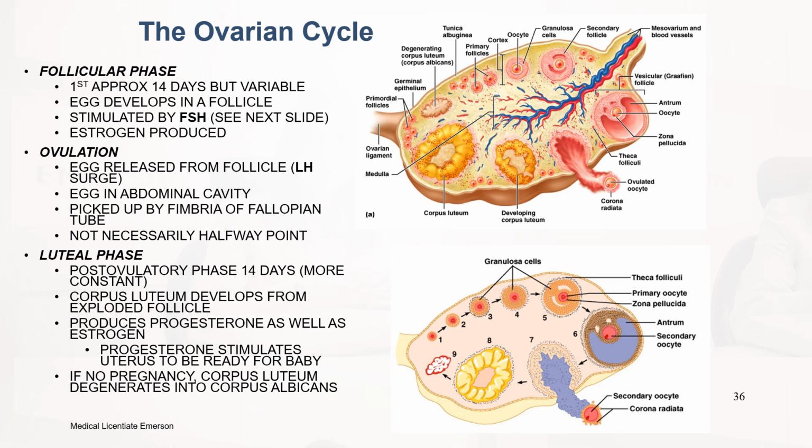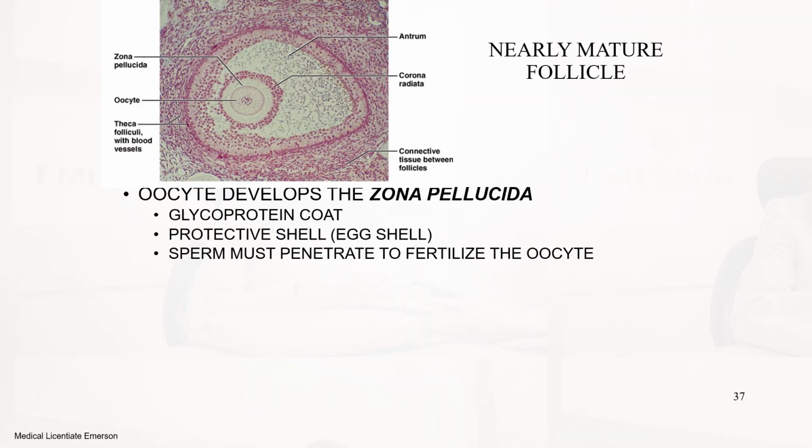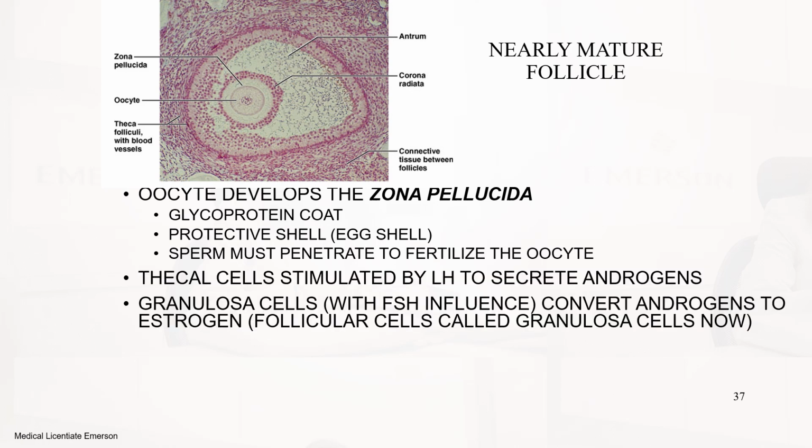But I thought of introducing it even in this lecture for the female reproductive system. So this is what we are just saying. This is more of an introduction. Then the oocyte develops the zona pellucida, which is a glycoprotein coat, a protective shell, and the sperm must penetrate it to fertilize the oocyte.